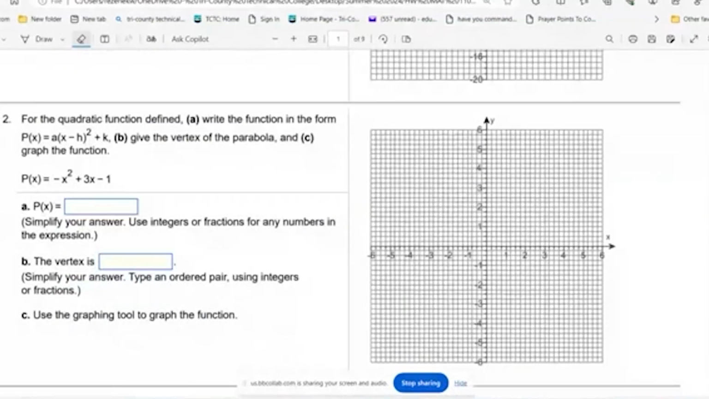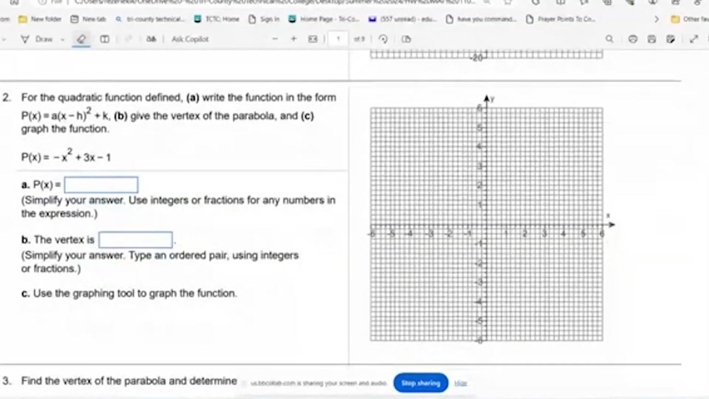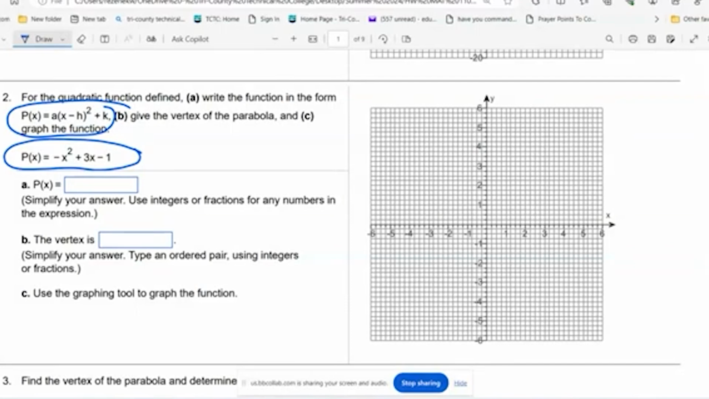Now look at number 2. For the quadratic function defined at the right, write the function in the vertex form again. Give the vertex. So, okay.